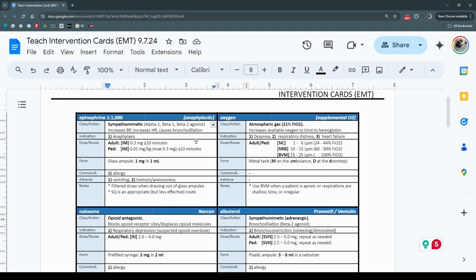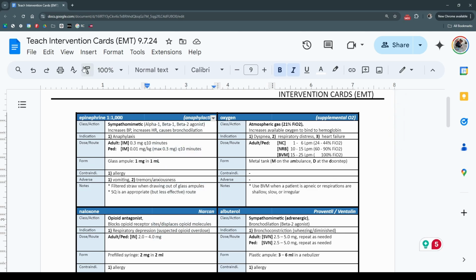We're going to talk a little bit about a few different intervention cards today, starting first with Epi 1 to 1000. And it is important to mention the concentration for Epi because another common concentration is used in the medical field called Epi 1 to 10,000. Epi 1 to 10,000 is traditionally referred to as cardiac Epi or intravenous Epi, whereas Epi 1 to 1,000, a far more concentrated version, is referred to as intramuscular Epi often, or perhaps anaphylactic, right?